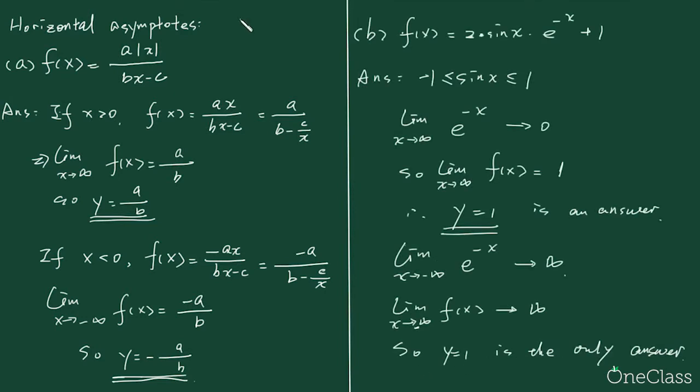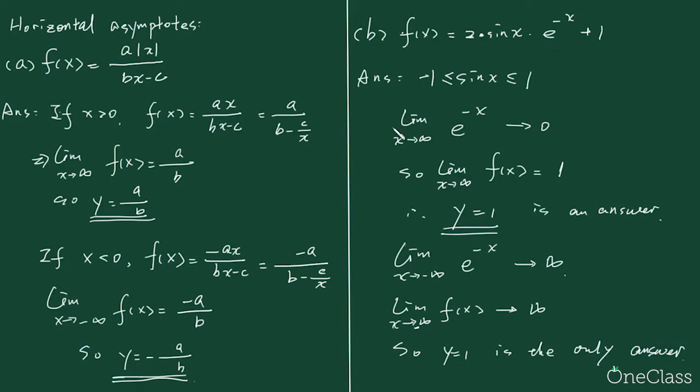So let's take a look at the next example. f of x is equal to 2 times sine x times e to the power of negative x, and then plus 1. The answer is really simple. No matter what x is, no matter whether it is approaching infinity or negative infinity, we know that sine x is greater than negative 1 and less than 1. So this is not convergent, however, it is bounded.